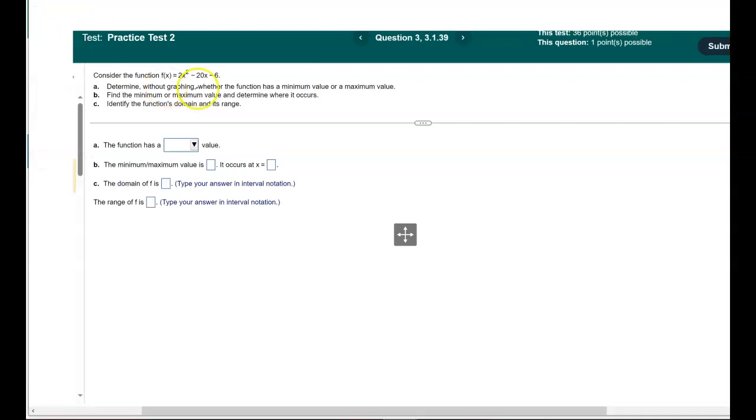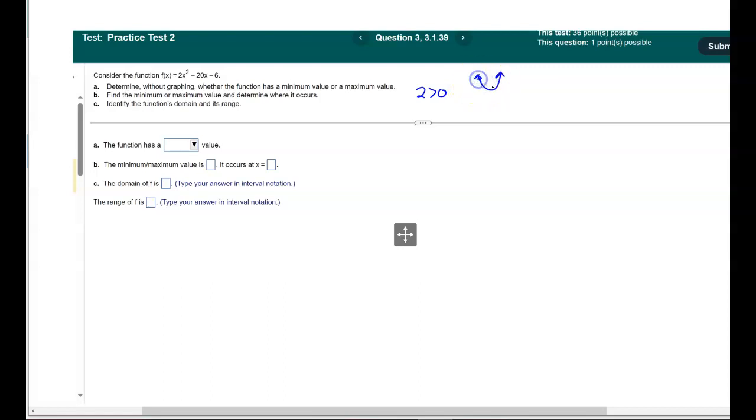Now, to determine without graphing whether the function has a minimum or maximum value, all you need to do is look at the coefficient of x squared. In this case, you see that a, the coefficient of x squared, is equal to 2, and 2 is greater than 0. And that implies that you have a parabola that is opening upward. So the graph would look like this.